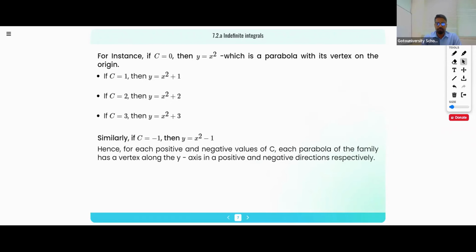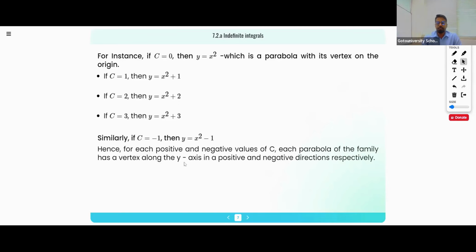Yes, so whatever I explained right now, given C as 1, x square plus 1 represents a parabola. So first, y is equal to x square plus c, where c is 0, will represent a parabola with the vertex at the origin. And as you move by each and every value, the curve will become x square plus 1, x square plus 2, x square plus 3, and so on.